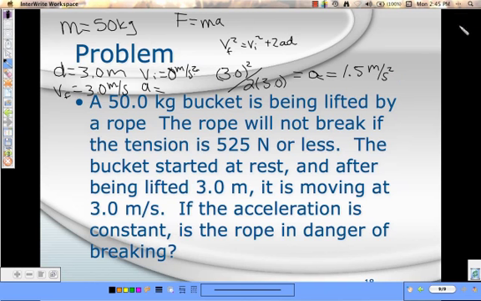So what force do we have? We're going to have 50 times 1.5 is equal to what? 75. So that's the force from raising the bucket. And then what's the weight of the force?